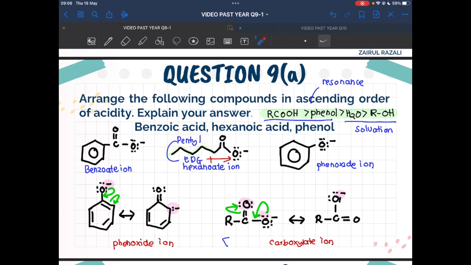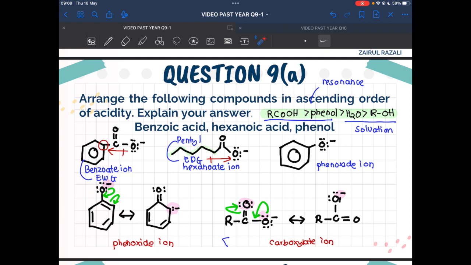Tapi dalam benzoic acid, the carboxyl group itu is directly attached to the carbon of the benzene ring. Okay, dan kita tahu benzene ring ini adalah electron withdrawing group. So apa dia buat? Dia akan tarik electron density daripada carboxyl group pergi dekat diri dia. So ini menyebabkan oksigen ataupun the carboxylate ion itu become less negative. So it's much easier for the benzoic acid itu untuk donate hydrogen ion rather than receiving it.